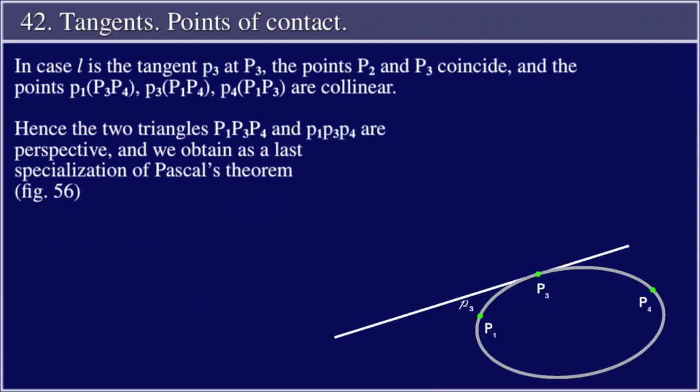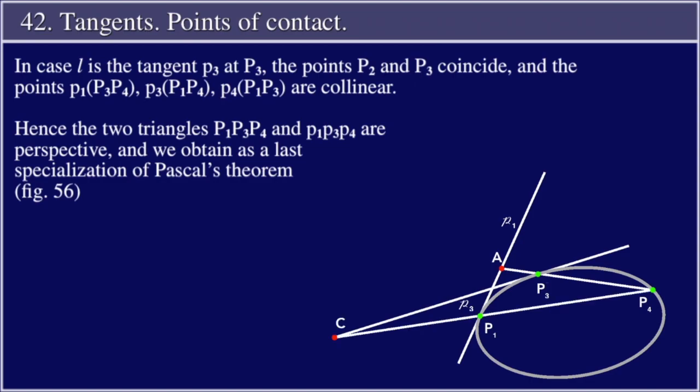In case L is the tangent P3 at P3, the points P2 and P3 coincide, and the points P1, P3, P4, P3, P1, P4, P4, P1, P3 are collinear. Hence, the 2 triangles P1, P3, P4, and P1, P3, P4 are perspective, and we obtain as a last specialization of Pascal's theorem, figure 56.